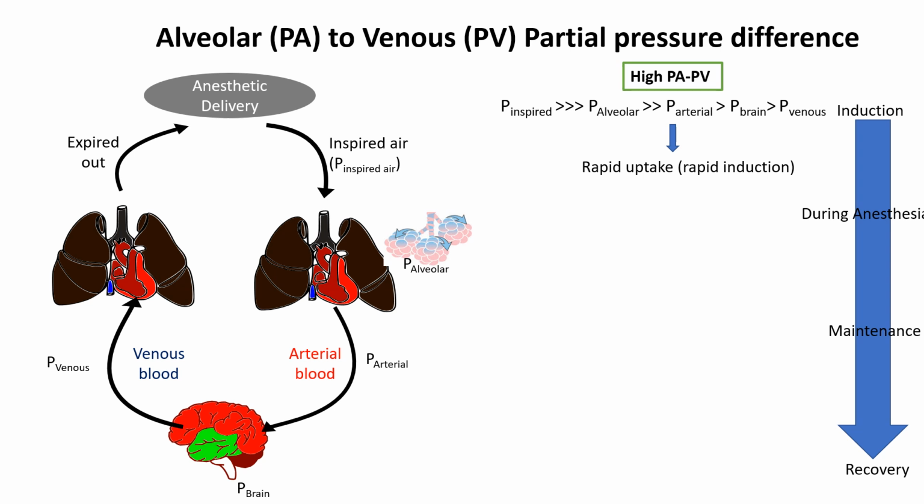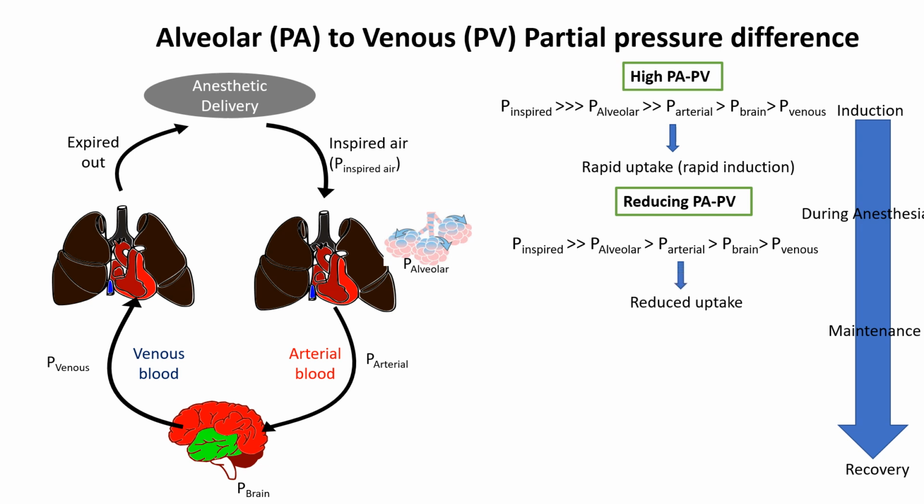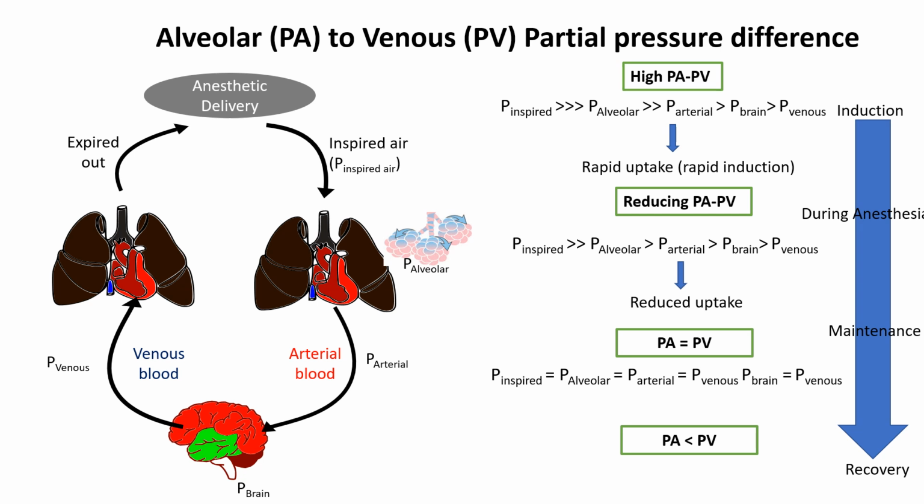As anesthesia progresses, the PA to PV gradient decreases because venous blood returning to the lungs becomes more saturated with anesthetic. A low PA to PV gradient reduces the driving force, slowing the uptake into the blood. During the maintenance phase, the PA to PV gradient further narrows and finally equilibrates as the blood and tissues are saturated with anesthetic. During recovery from anesthesia, as the anesthetic delivery stops or decreases, the alveolar partial pressure drops.